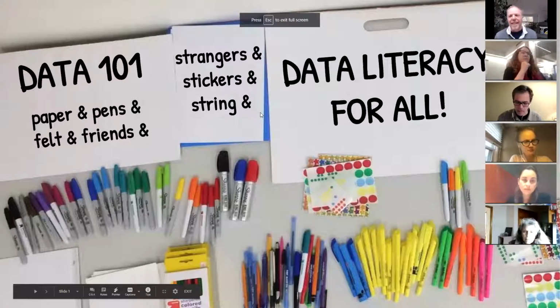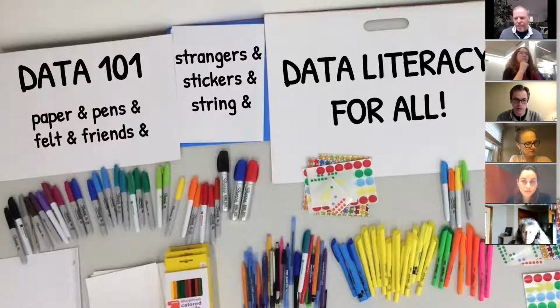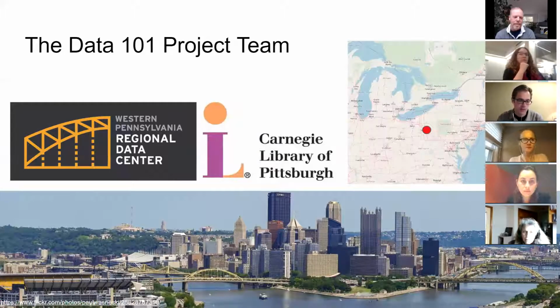This is a project called Data 101 that we did over the last few years. It's our data literacy series of workshops. The project team that developed this was us and also our public library, the Carnegie Library of Pittsburgh. You can see a picture of Pittsburgh there.